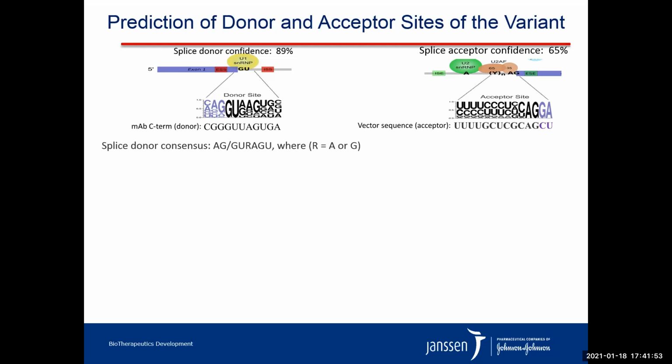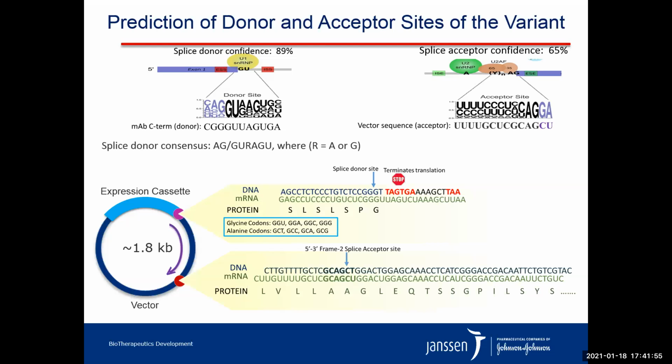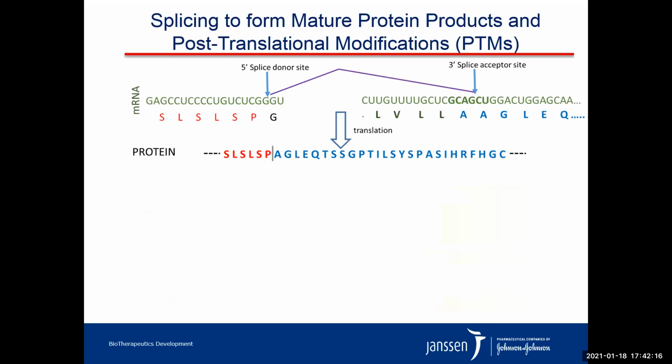This is a detailed view of the splice donor site located at the end of the C terminus. It shows alignment with the corresponding mRNA sequence and amino acid sequence. In a similar fashion, we can obtain the splice acceptor site, which is about 1.8 kilobases downstream of the C terminus on the HPRE sequence. Based on these predictions and RNA sequencing data, we in silico translated the mRNA sequence to obtain the amino acid sequence of the protein.